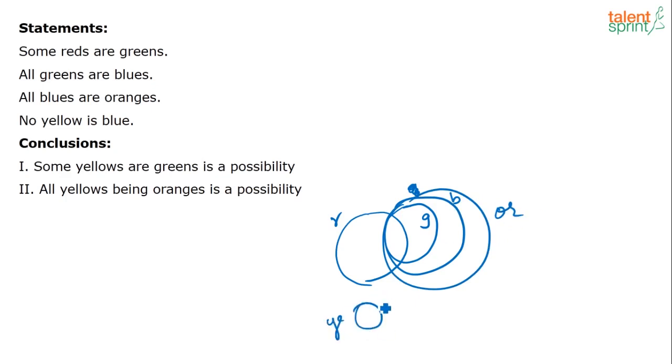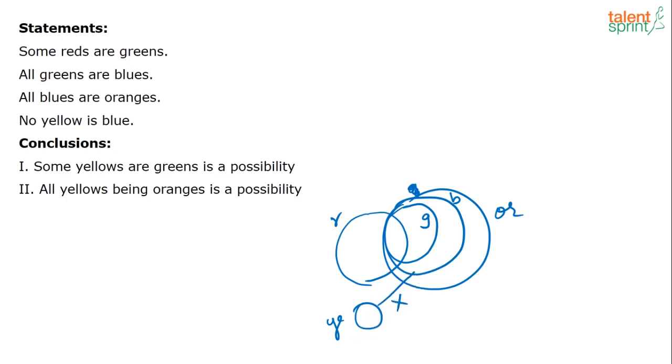then you have yellow, and we know yellow and blue are disjoint. Some yellows are greens is a possibility. Is it possible? Okay. So how do you solve this? Some yellows are green is a possibility. See, clearly it is given yellow and blue are disjoint.